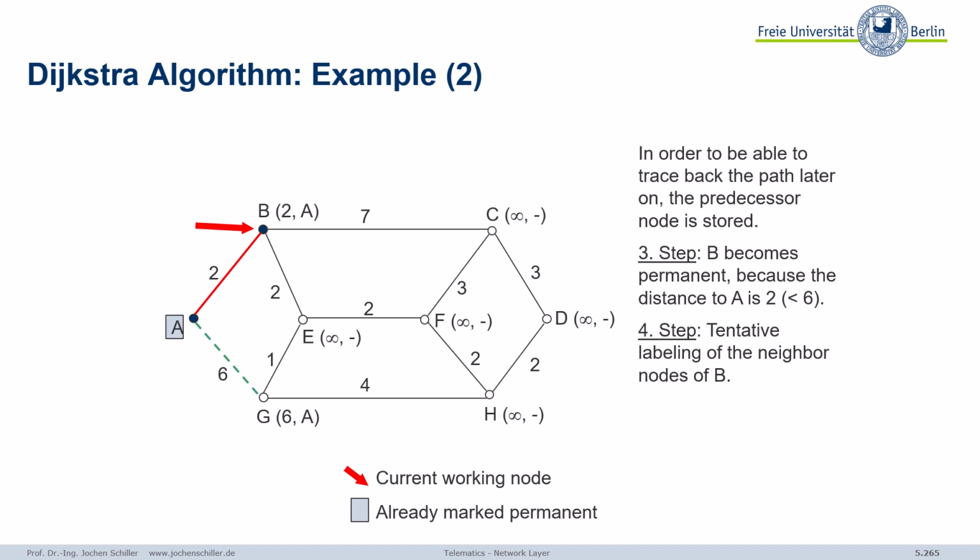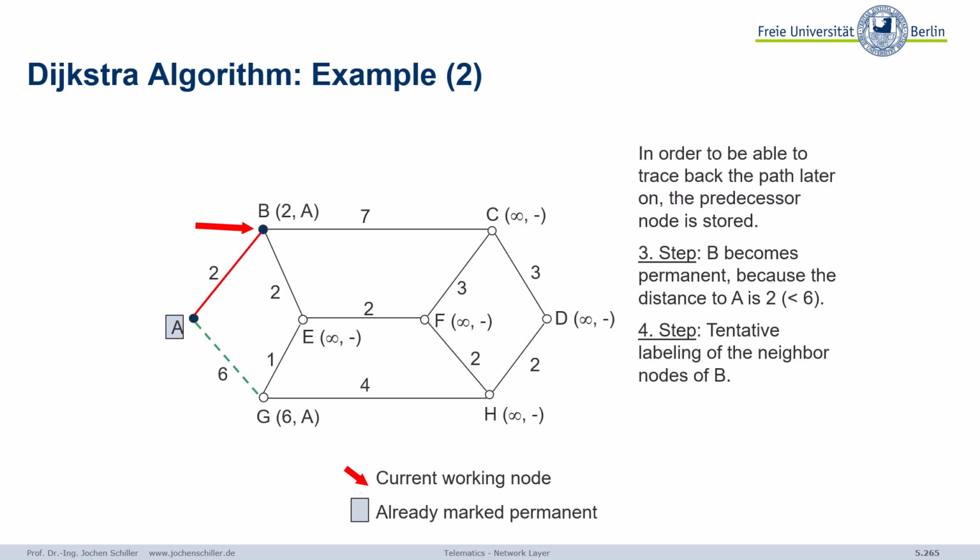So node B knows its predecessor is A, distance 2, and G knows it's A, distance 6. And then the next step is B. Now our next node, the working node, becomes permanent, because it's the smallest distance. That current working node becomes permanent, and you continue from B.